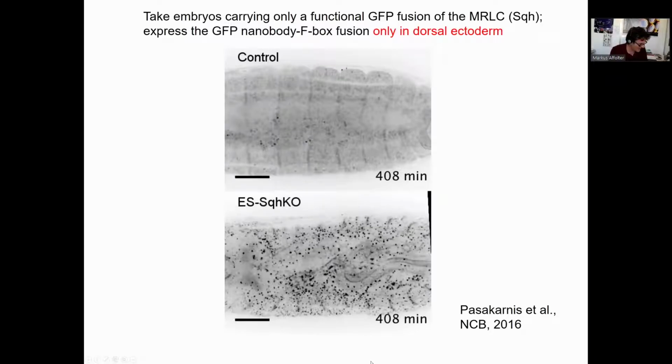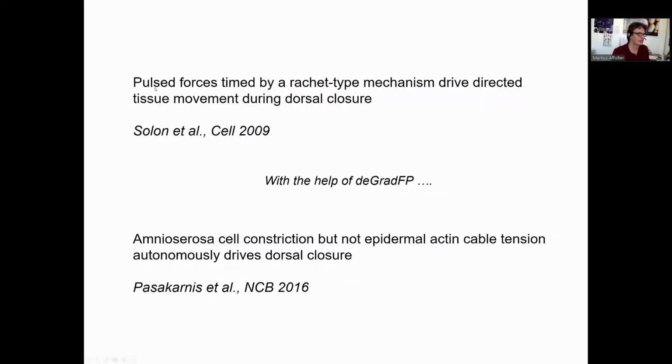So Damian's published model that you need two forces is wrong. We published this together with Damian's lab in 2016. This, of course, showed that pulsed forces timed by a ratchet-type mechanism drive directed tissue movement during dorsal closure, published in Cell 2009, without using protein manipulation methods.